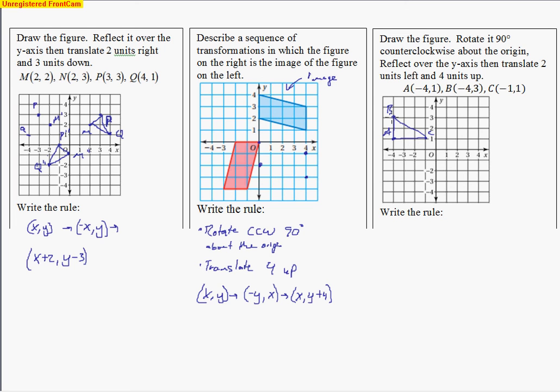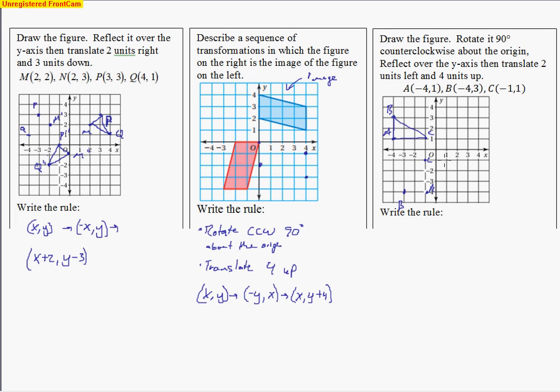So we need to bring this down into this location here, and we're going to start with over 1, down 1. So again, this side is going to just come straight down. So A is going to be here, so there's C, there's A. And then B is going to end up being right here. And so there's B. And then they say to reflect over the y-axis, then translate as well.